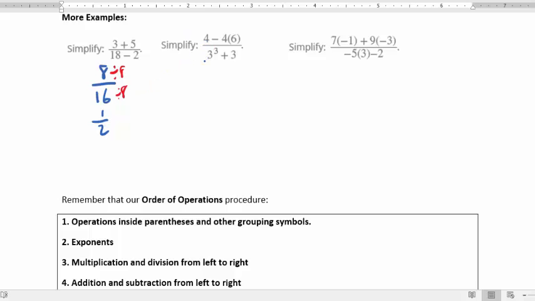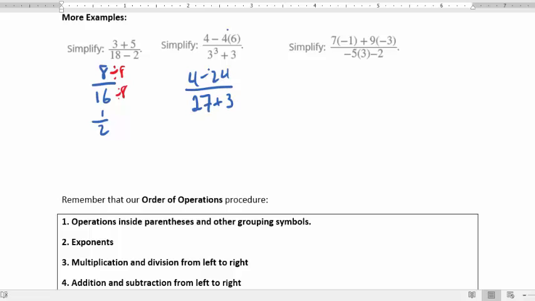And now this middle one is a little bit more complicated because each one is kind of like its own order of operations problem. So in the numerator here, you have 4 minus 4 times 6. So if you remember the process, right, we had multiplication before subtraction. So here we would do 4 minus 24. And in the denominator, we have exponent and adding. So we're going to do the exponent first. So we do 3 cubed, but 3 cubed is not 9, right? It's 3 times 3 times 3, which is 27, plus 3.